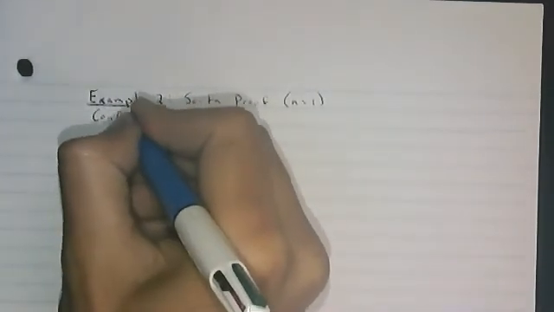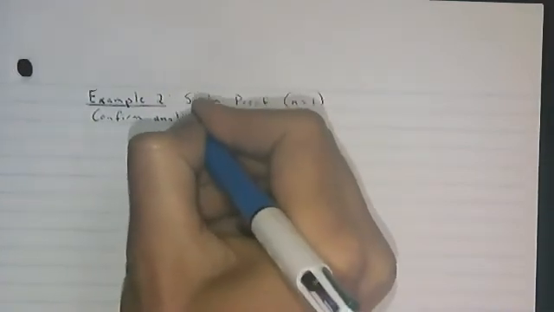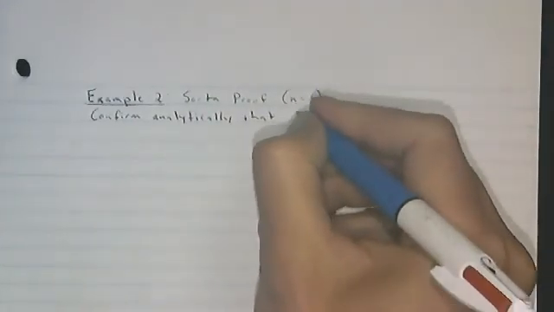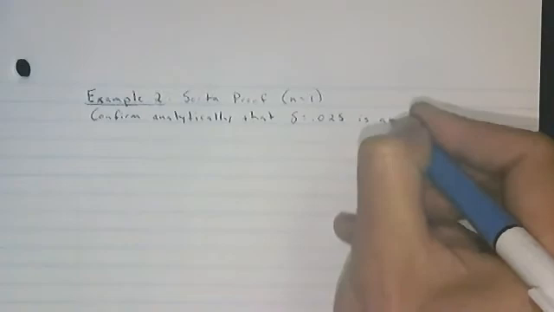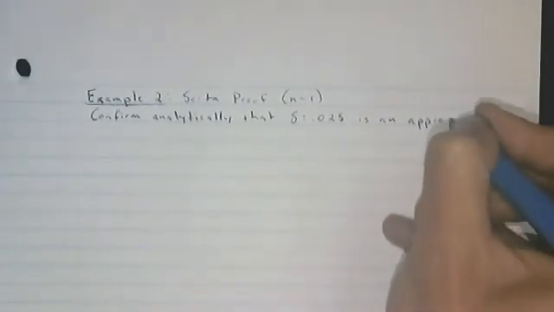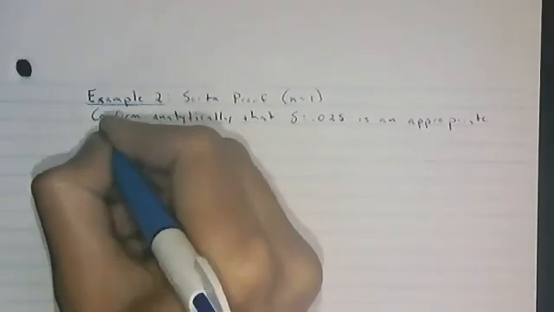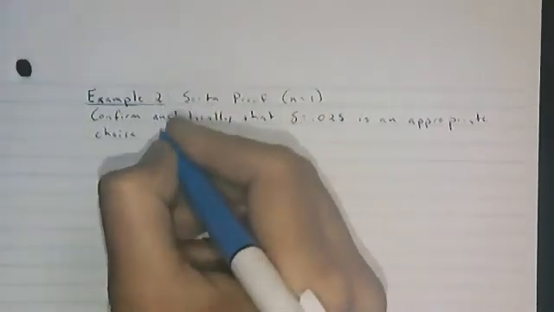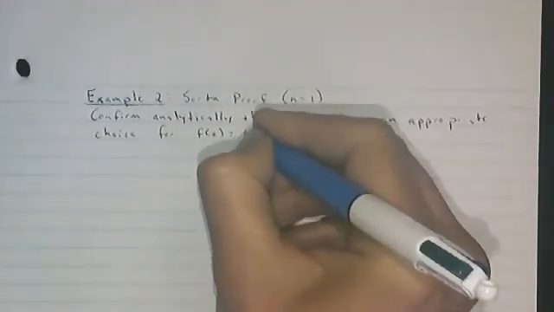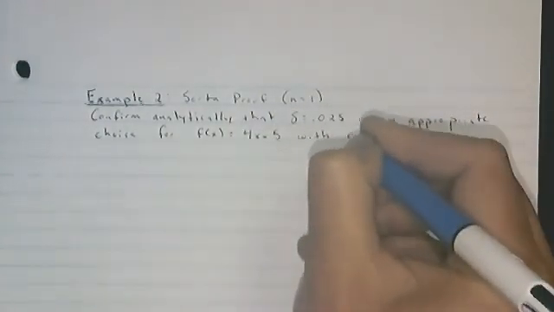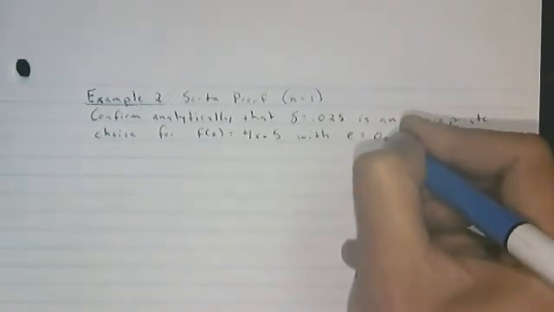So we're going to confirm analytically that delta equal to 0.025 is an appropriate choice for f of x equal to 4x minus 5 with a choice of epsilon of 1/10.